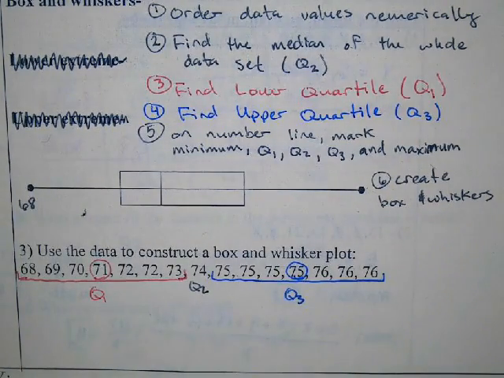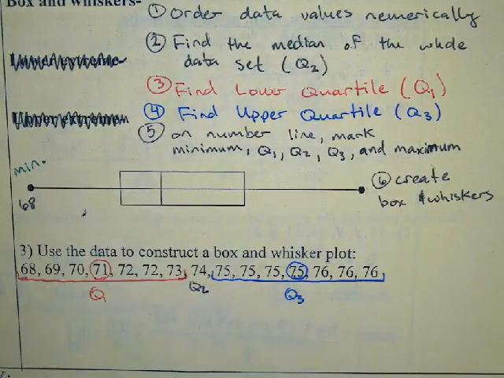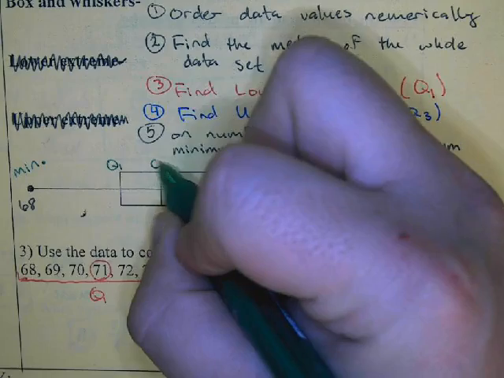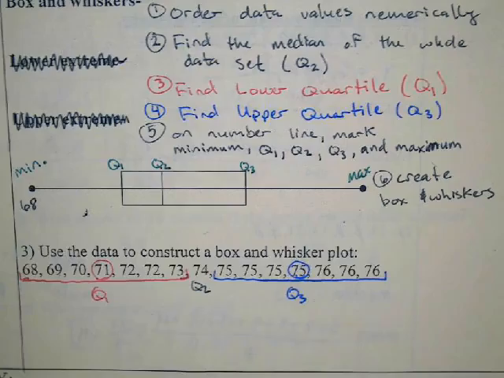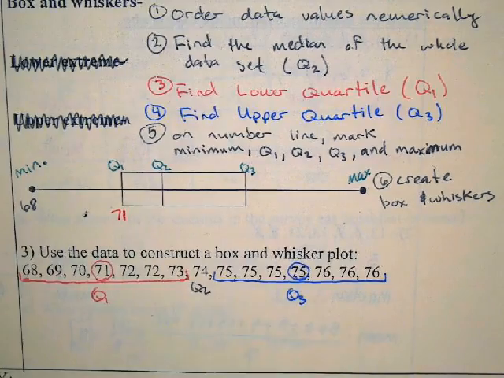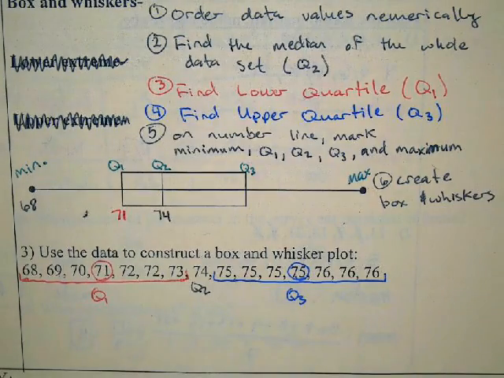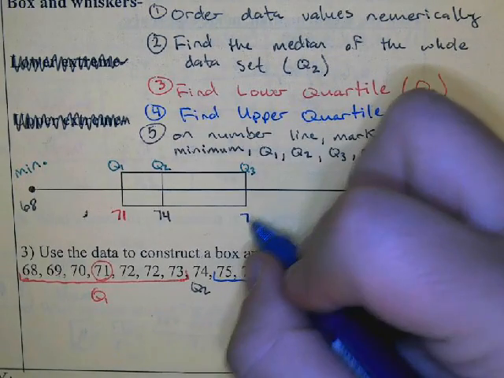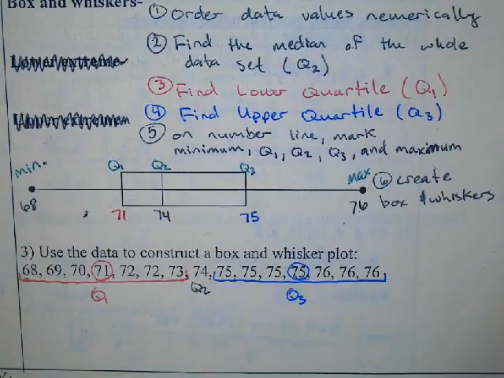So let me label on our box and whiskers where everything goes. So minimum's here, Q1 here, Q2 there, Q3 here, and then max there. And now we're just labeling our points, and we're done. So I put my minimum, 68. Now my quartile 1 number is 71, so I'll put that right there. I'll put my quartile 2 number, 74, right here in the middle. Quartile 3 number is 75, so that will go right there on my box. And then my maximum number is 76, which I put on my far edge.